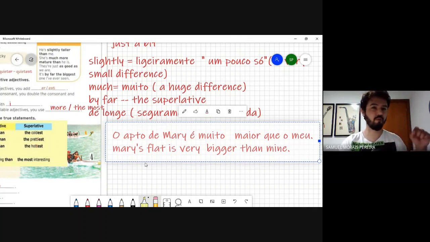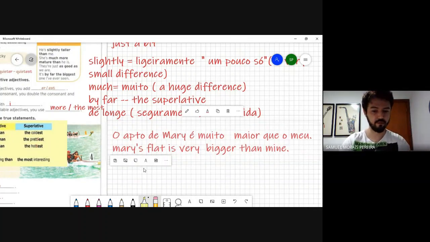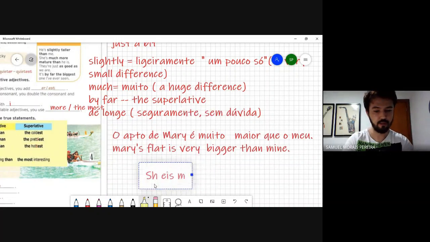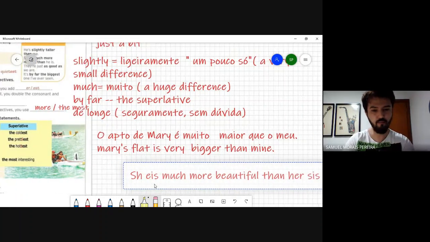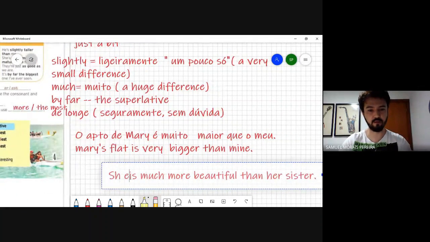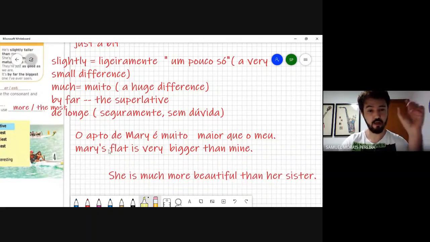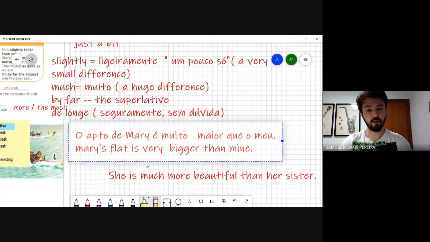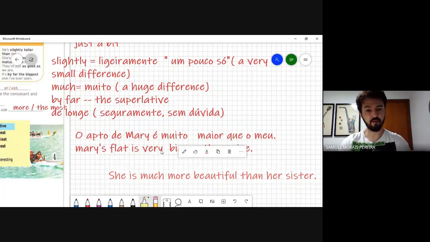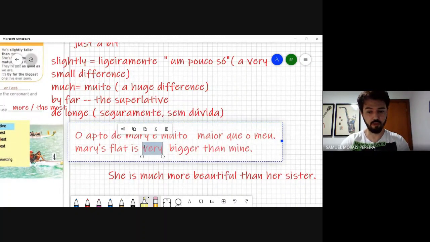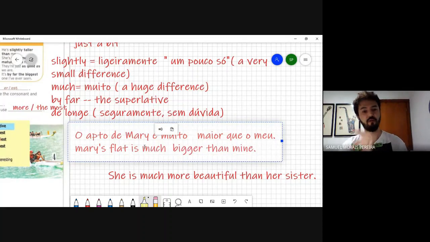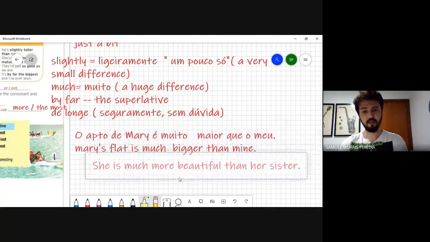Ó, ela é muito mais bonita. She's much more beautiful than her sister. Ela é muito mais bonita que a irmã. Tá vendo? Ó, existe uma grande diferença entre as duas no quesito estética. Então, eu só falei que é errado, né? Não pode usar o very. Você usa o much. Mary's flat is much bigger than mine.